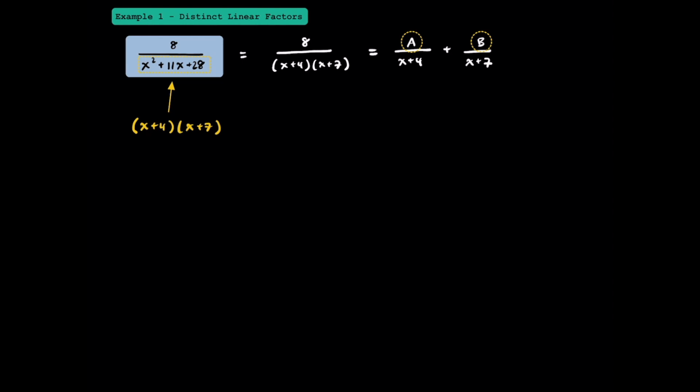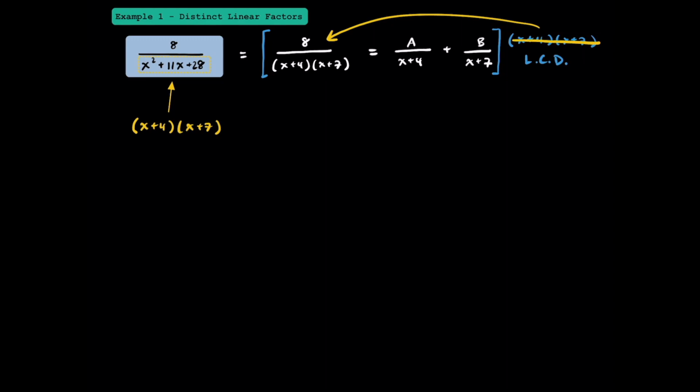Now our goal is to solve for A and B. To solve for A and B, it's always a good idea to get rid of the denominators. To do that, we're going to multiply both sides of the equation by x plus 4 times x plus 7. Between all the denominators, this is the LCD, and it's going to help us get rid of all the fractions.